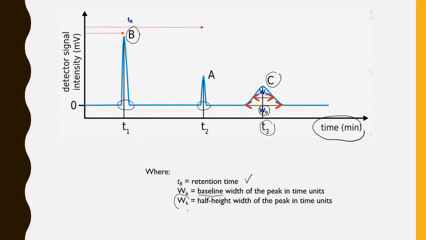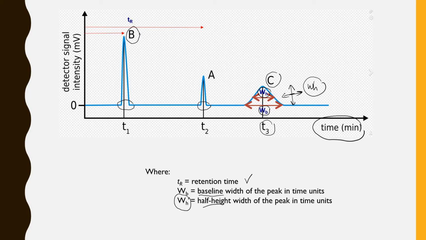And then another information, you have WH. WH is the half-height width of the peak in time unit. So here you have the peak, and the peak height is like this, and then this is half. You can calculate the WH. The same goes here. In the exam, this information will be given if it is related to the calculation.